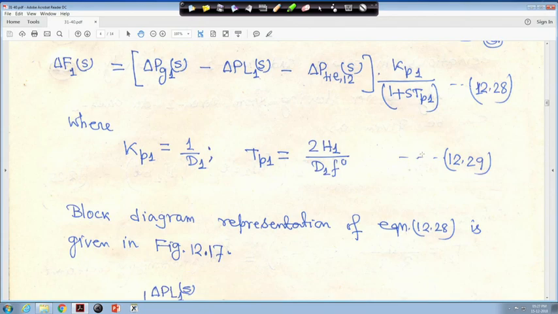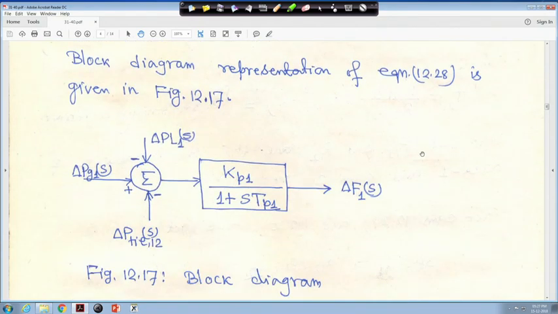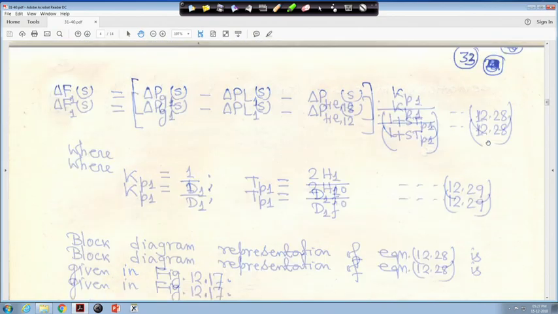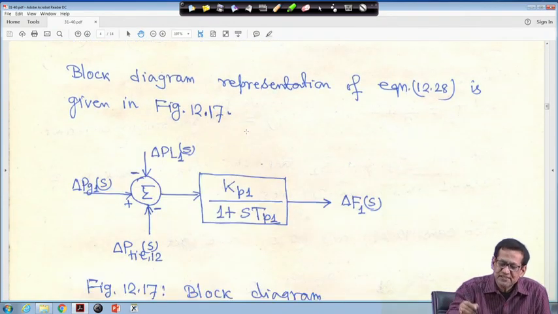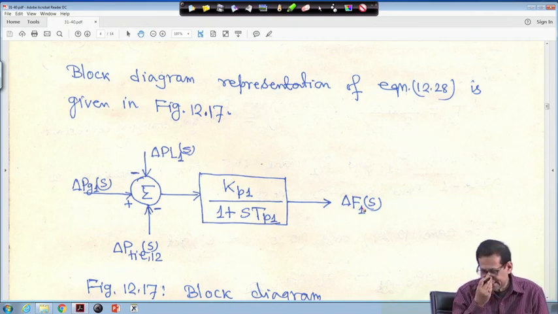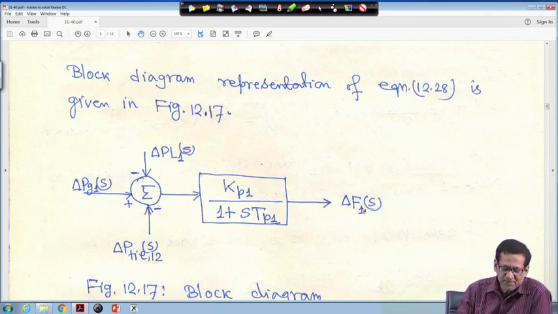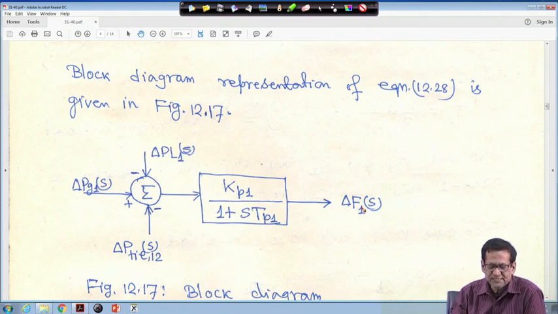So, the block diagram representation of equation 28 can be given as follows. It was delta F 1 s is equal to delta P g 1 s minus delta P tie 1 2 s minus delta P L 1 s, into K p 1 upon 1 plus s T p 1.